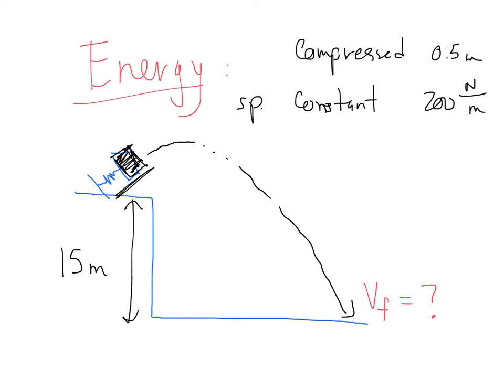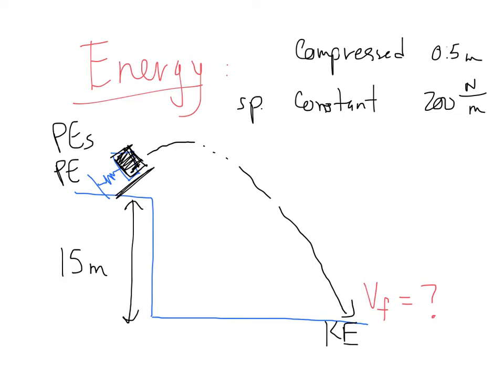P is at the spring. P in the spring to start. What else? Oh, there's another P there. Good, for the height. And then? There's a K at the bottom. Very good. Everybody see that? That's all we have in this problem.